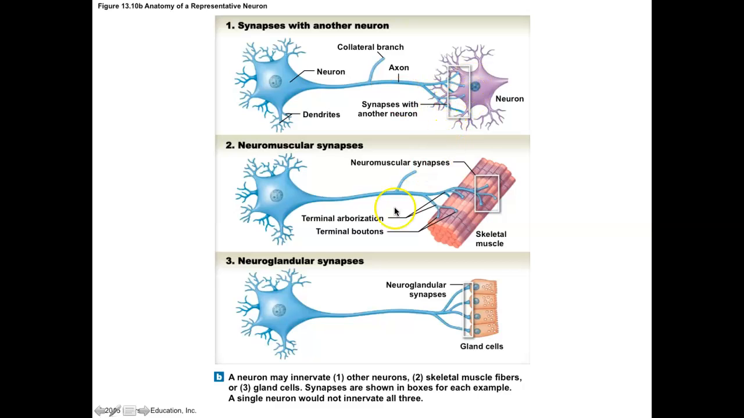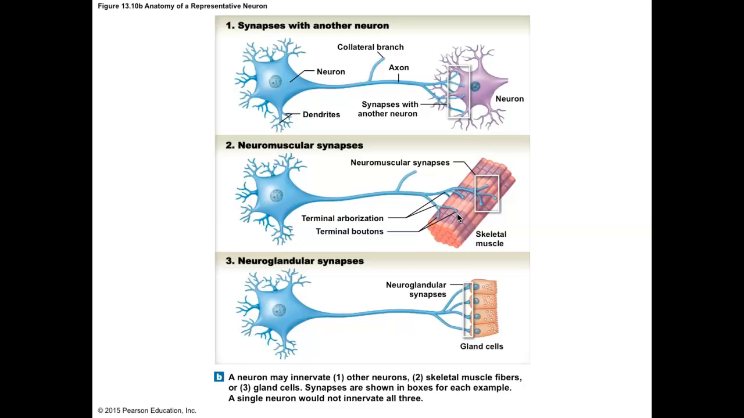The terminal arborizations is listed here. So you can see that the end of an axon will branch, and the branches, someone thought they look like a tree. So arborization is tree-like, right? The branches of a tree. And then at the very, very end, you're going to have synaptic terminals, also known as boutons. So those are the very ends of our axon where the neurotransmitters are stored, and that's what will secrete those neurotransmitters into a cleft to communicate with the next cell.